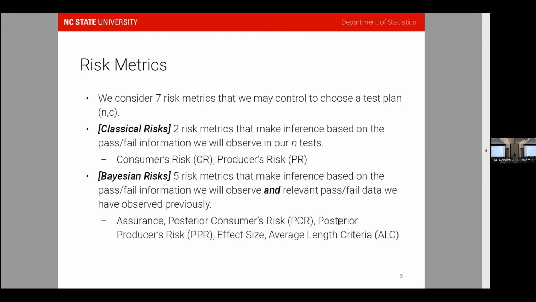And the second category we have here is the Bayesian risks, which are the risk metrics that make inference based on the pass-fail information that we will observe during our N tests. And also we use the relevant pass-fail data that we have observed from our previous tests. And so the 5 metrics that we introduce here are the assurance metric, the posterior consumer's risk, PCR, the posterior producer's risk, PPR, the effect size, and the average length criteria, the ALC.